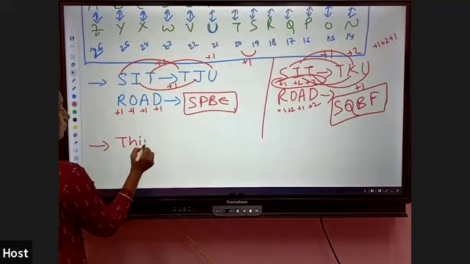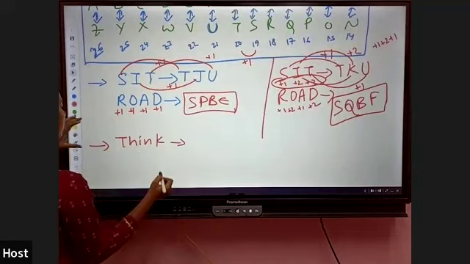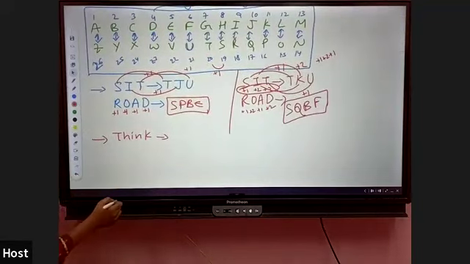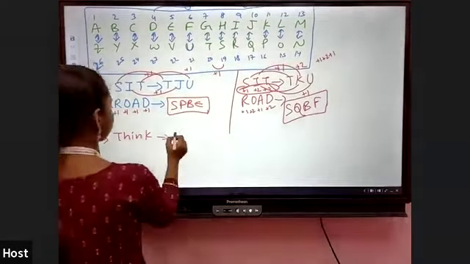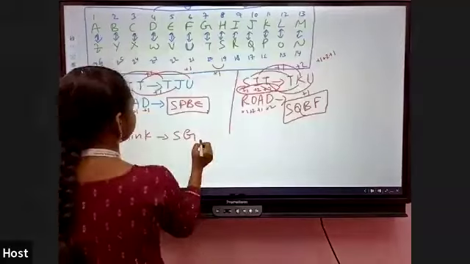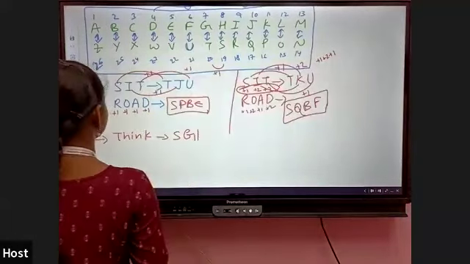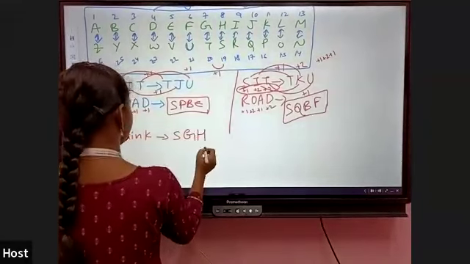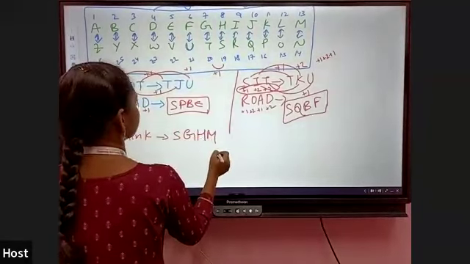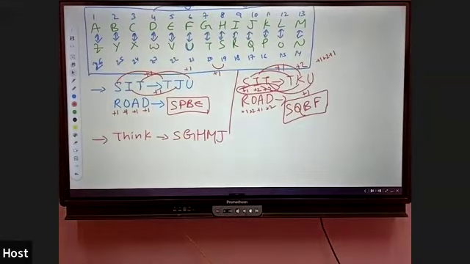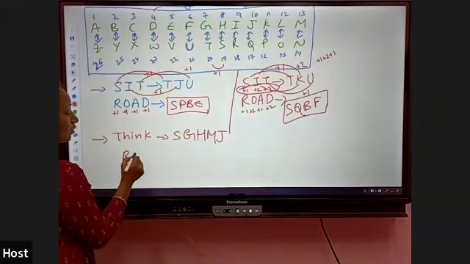Think. For THINK, they gave the code as SGHMJ. So now we should find the code for RED.